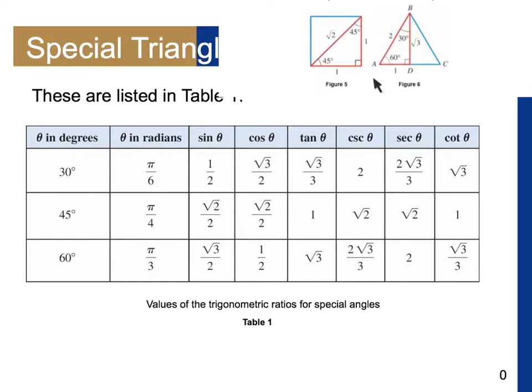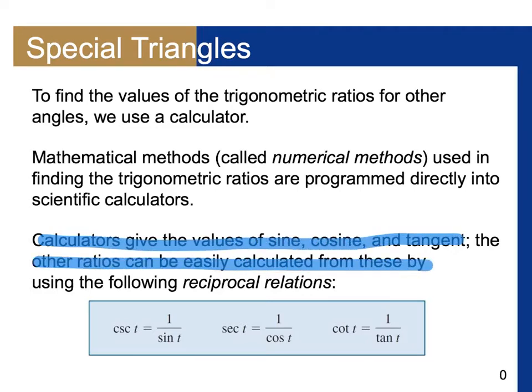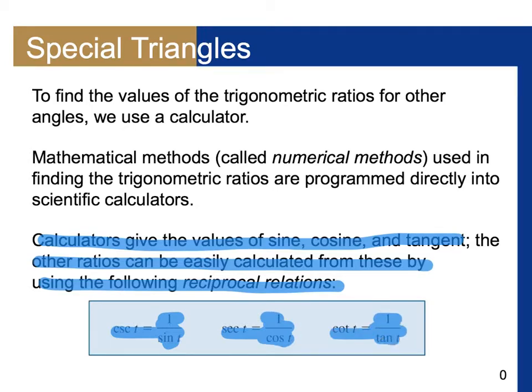Okay, we're only looking at 30, 45, and 60, right? Just like for our unit circle, we only looked at pi over 6, pi over 4, and pi over 3, right? So we'll have the same values for these. Okay. And just a quick note, calculators often give the values of sine, cosine, and tangent. Other ratios can be easily calculated from these by using the following reciprocal relations. So remember, cosecant is 1 over sine, secant is 1 over cosine, and cotangent is 1 over tangent.